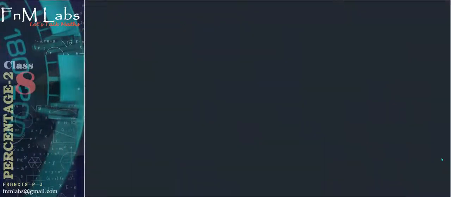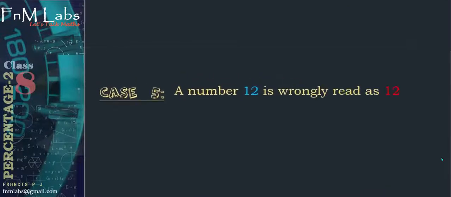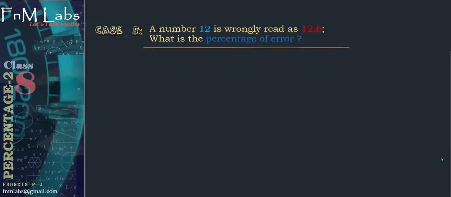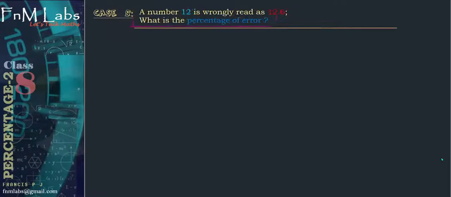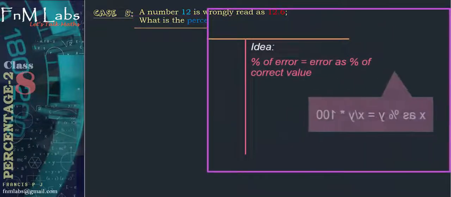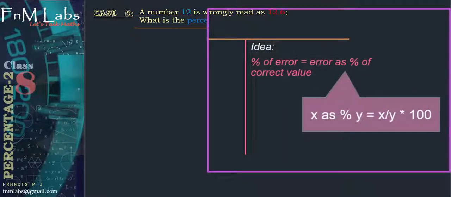The next case is a number 12 is wrongly read as 12.6. What is the percentage of error? Now before doing that, we need to form an idea how to do this. Now the question is, what is percentage of error? The percentage of error can be restated as error as percentage of correct value.